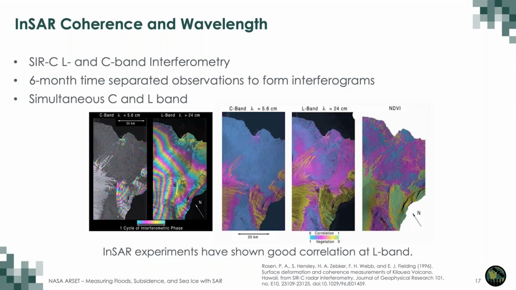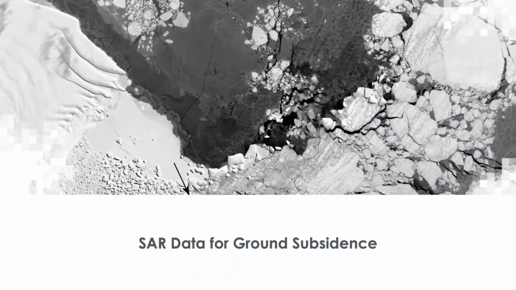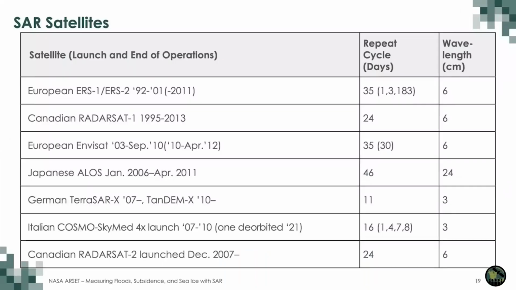Over here on the right panel is a map of the normalized difference vegetation index, a standard measurement of vegetation content. You can see the high similarity between the vegetation index and the coherence, which shows that the vegetation is the main cause of the loss of coherence during this 6-month time interval. So that's the background about SAR and SAR interferometry.